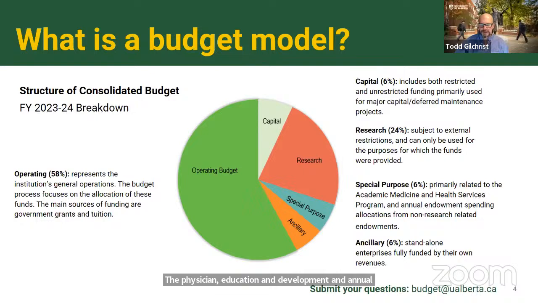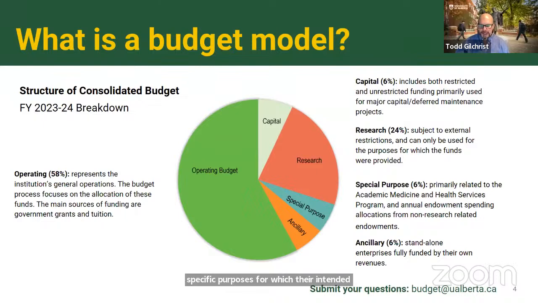from non-research related endowments, but the bulk of our special purpose goes towards Faculty of Medicine and Dentistry. These four budgets are all restricted, and the resources are allocated within these funds to the specific purposes for which they're intended.